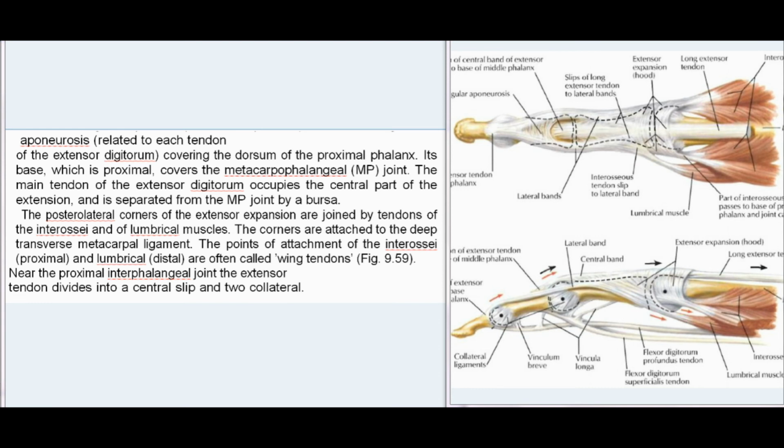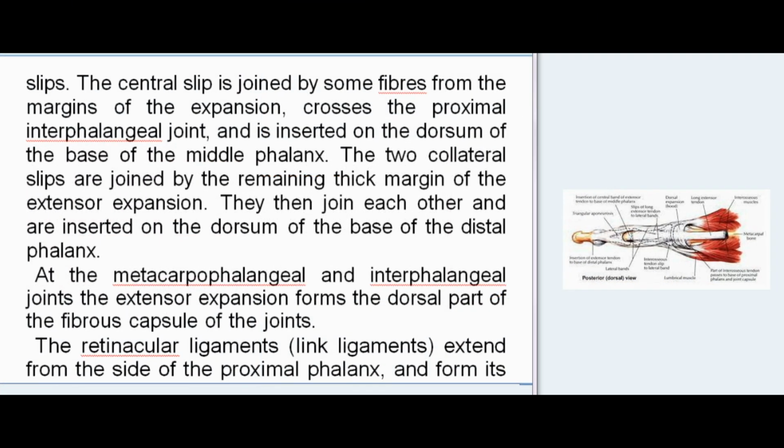Near the proximal interphalangeal joint the extensor tendon divides into a central slip and 2 collateral slips. The central slip is joined by some fibers from the margins of the expansion, crosses the proximal interphalangeal joint, and is inserted on the dorsum of the base of the middle phalanx. The 2 collateral slips are joined by the remaining thick margin of the extensor expansion. They then join each other and are inserted on the dorsum of the base of the distal phalanx.